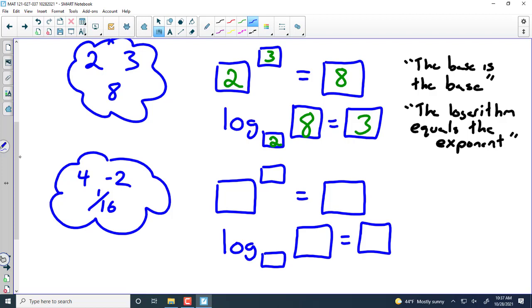Because we can just as easily use those three numbers to write an exponential statement as a logarithmic statement, just like we could just as easily use three numbers to write a multiplication or a division statement.